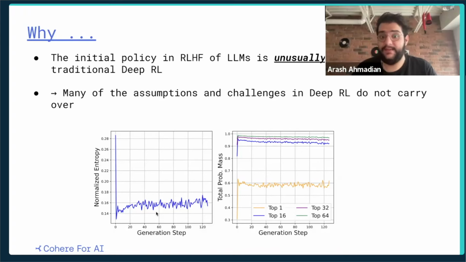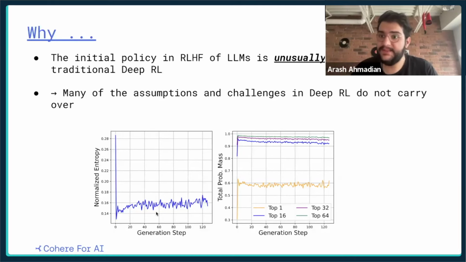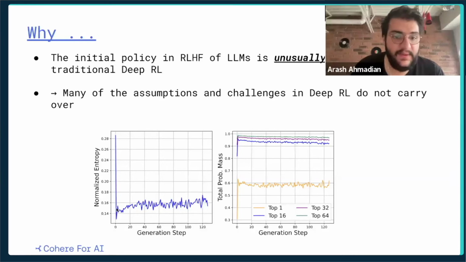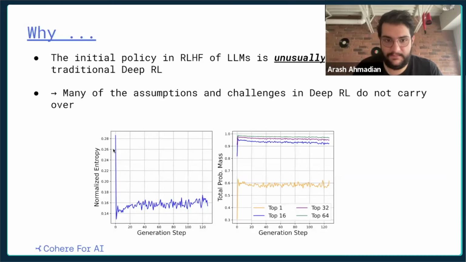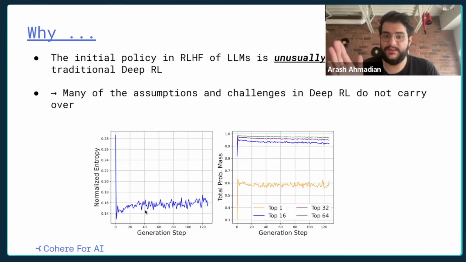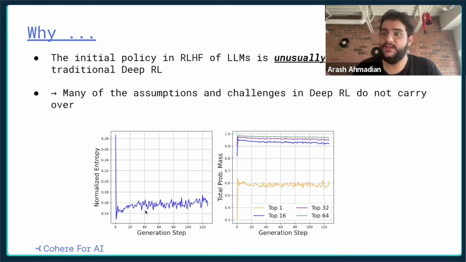Another thing is the fact that you condition a lot. You have a prompt, and the conditioning aspect makes a huge difference. On the bottom left, you see that after the first generation step, you take a plunge in entropy, and correspondingly on the right, you get a big jump in the top-K probability mass. That points to the strength of conditioning.